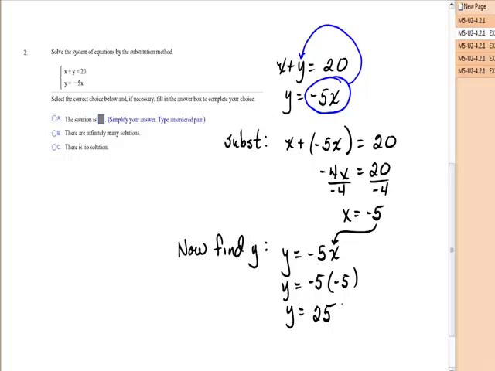All right, once again, I got an ordered pair. So I will choose A, and I get the ordered pair negative 5, comma, 25.